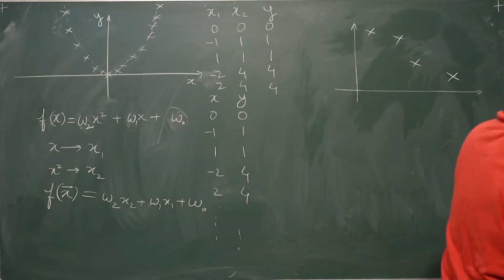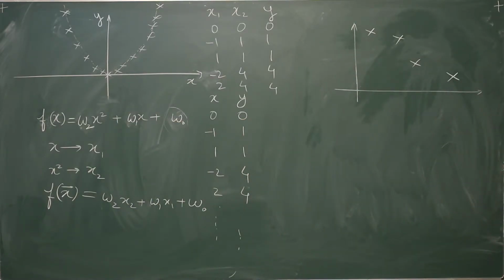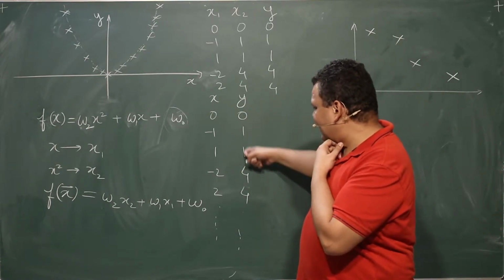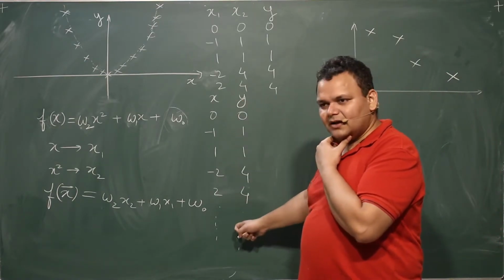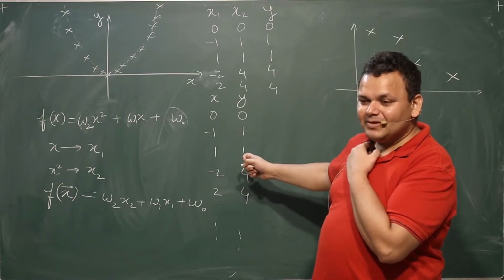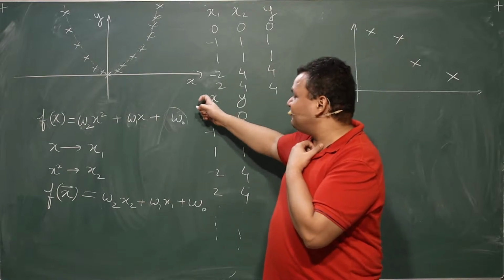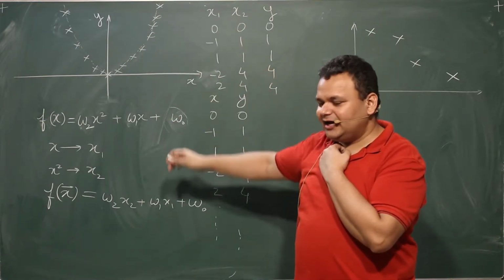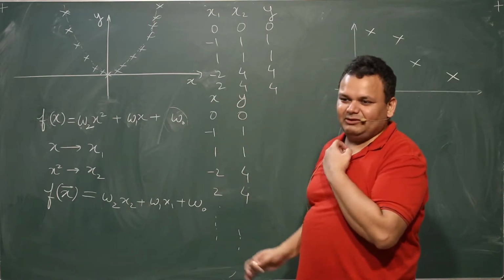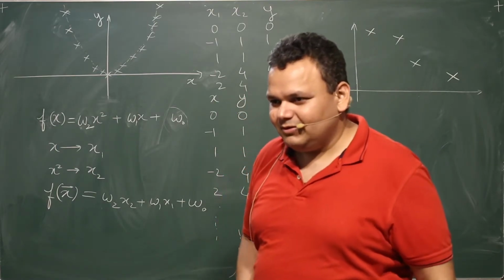Sir, how is the value of y decided here? The values of x and y are given to me. I am trying to find what curve will fit this particular data of x and y.